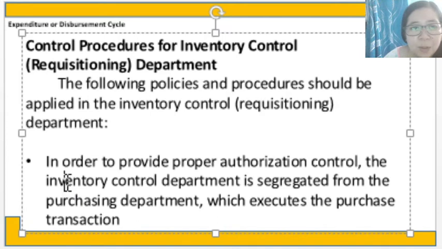And lastly, in order to provide proper authorization control, the inventory control department is segregated from, again, this is the segregation of duties, the purchasing department, because they execute the purchase transaction. This is to make sure that the entity will avoid any manipulation of the purchases of the items needed. This is very important so that there is control between those who make the purchases and those who handle the inventory. Those are the different procedures for the inventory control or requisitioning department.